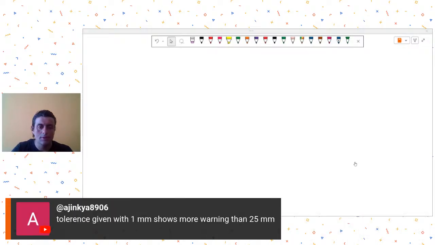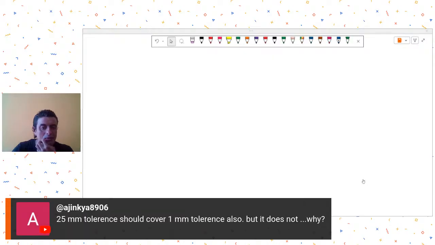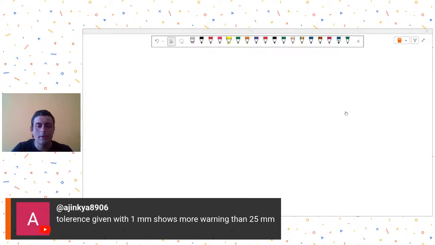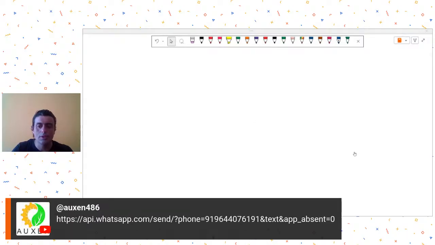Mr. Ajinkya is saying tolerance given with 1 mm shows more warnings than 25 mm. No, it won't happen that way. If a tolerance of 1 mm is giving you warnings, that means within 1 mm you have placed multiple nodes or multiple errors. A 25 mm tolerance should cover 1 mm tolerance also, yes, but it does not. No, I don't think this statement is correct. A tolerance of 1 mm will not give you more warnings. A higher tolerance will give you more warnings, if at all there are duplicate nodes, that is. So you just check once again.